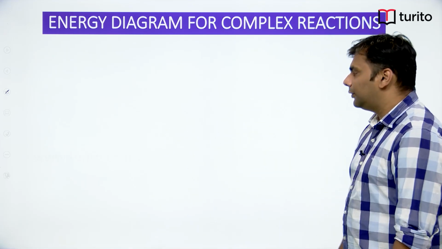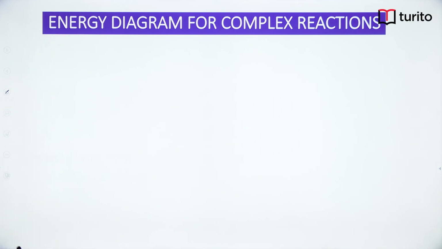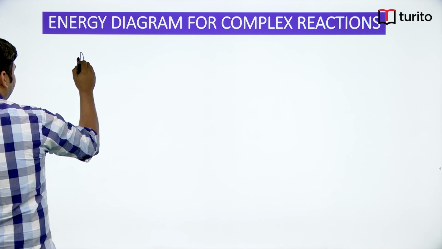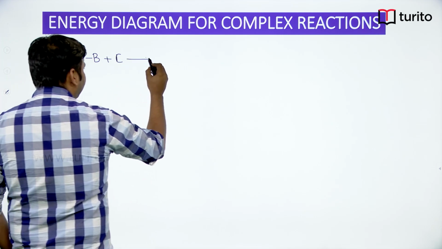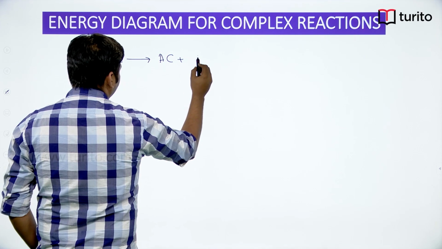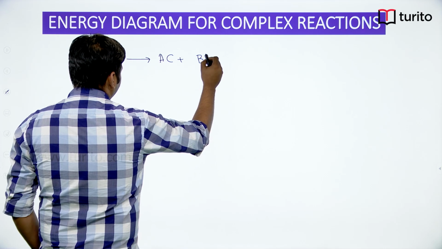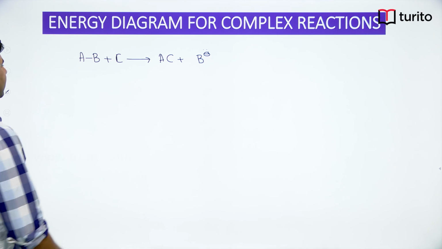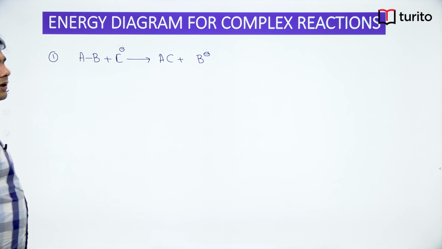Now let us do some questions on energy diagrams for complex reactions. Suppose we have a reaction something like this, where AB is reacting with C negative and forming AC plus B negative. Suppose we have been told that this is an elementary reaction, draw its graph.